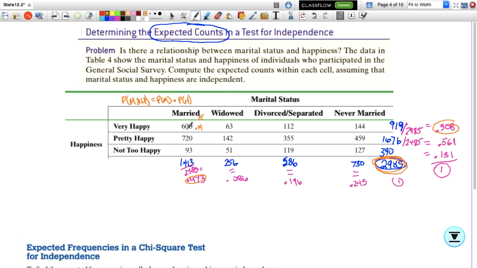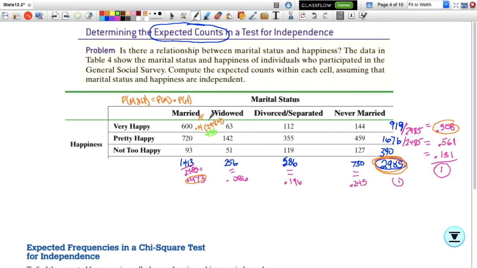But now, because it's an expected value, we want to take that probability, just like we did in our old expected values, and times it by our sample size, 2,985. Okay, so when we multiply those two out, we end up getting the number around 434.8. So we'll round that up to 435 people. 435, ooh, that's hard to read. Okay, so that's a long process.